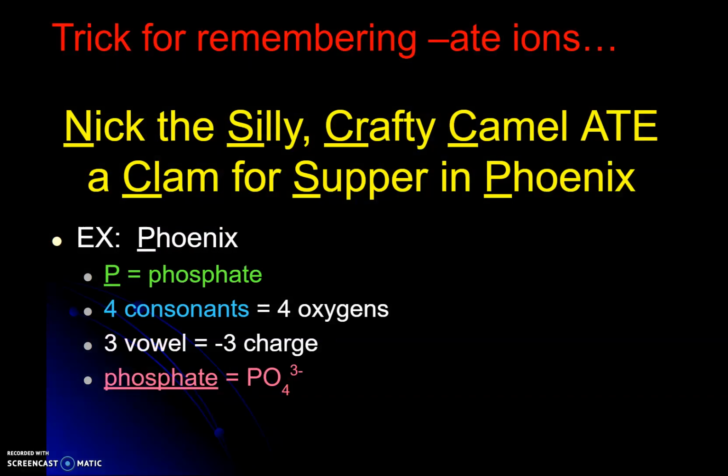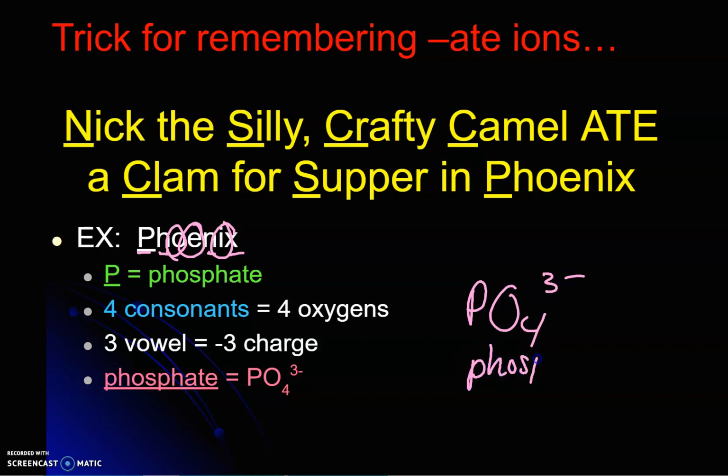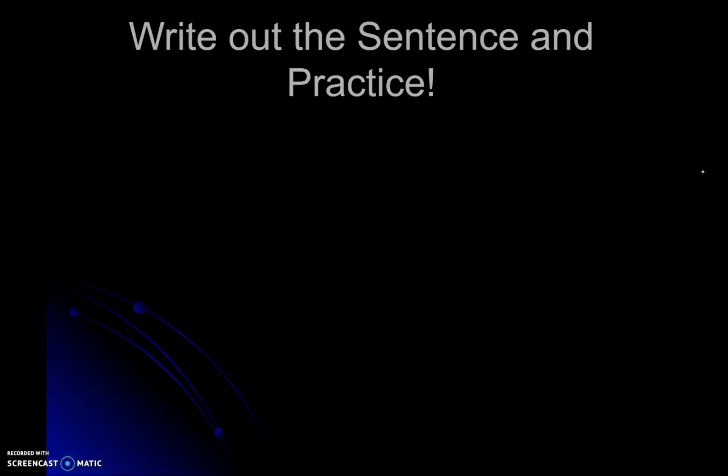And then Phoenix, you've got to know how to spell it. Phoenix, like the Order of the Phoenix. So we have 1, 2, 3, 4 consonants. P, O4, 1, 2, 3 vowels, 3 minus. Phosphate. All right, and that is how we use Nick the Silly Crafty Camel.